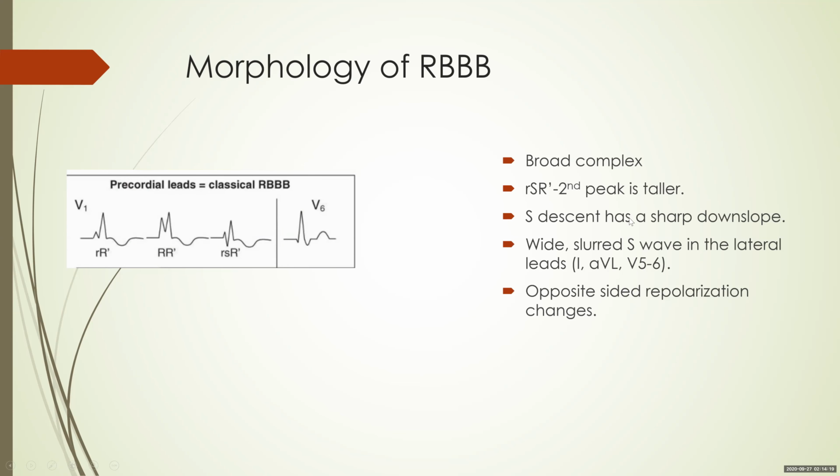Next, the S wave has a sharp downslope. The first S wave always has a sharp downslope. This is because the initial part of the conduction occurs through the normal conducting system. And the second half, that is the wide part, occurs through muscle to muscle conduction. So you have a sharp S wave, and the broadness of the QRS complex is mainly contributed by the second half.